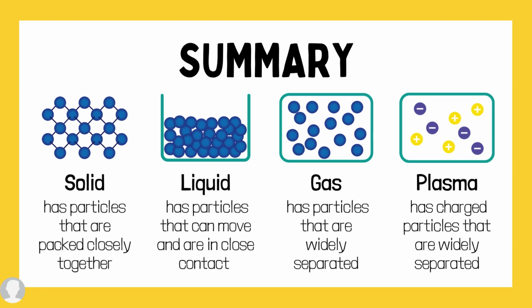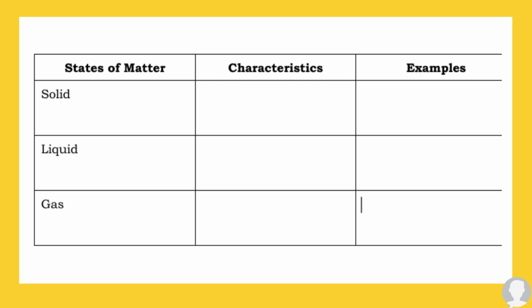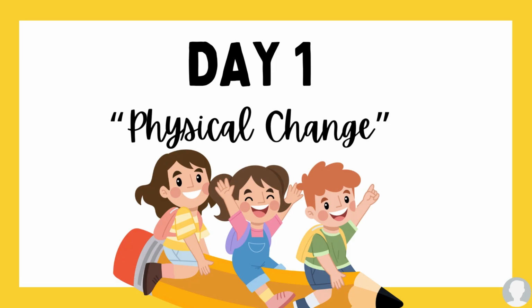To sum up, let us read the following. Solid has particles that are packed closely together. Liquid has particles that can move and are in close contact. Gas has particles that are widely separated. And plasma has charged particles that are widely separated. Please get a plain sheet of paper and try to answer this activity. Today is our day 1, and we will learn about physical change.